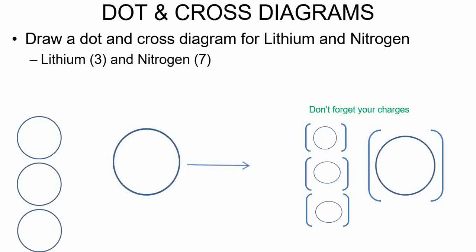We will do one more. Lithium and nitrogen. So lithium is 2, 1. It's a metal. Nitrogen is 2, 5. So 1, 2, 3, 4, 5. Nitrogen is not stable. Lithium has 1 electron on the outer shell. Okay, so what needs to happen is lithium needs to lose 1.